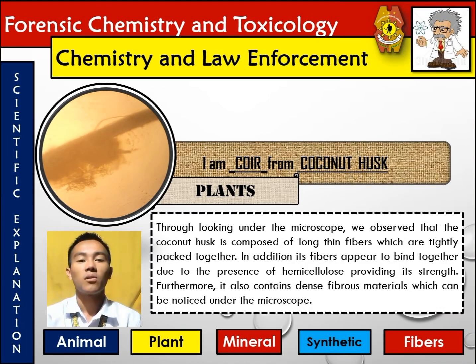Coconut husk. Through looking under the microscope, we observed that the coconut husk is composed of thin fibers which are tightly packed together. In addition, its fibers appear to bind together due to the presence of hemicellulose, providing its strength. Furthermore, it also contains dense fibrous materials which can be noticed under the microscope.